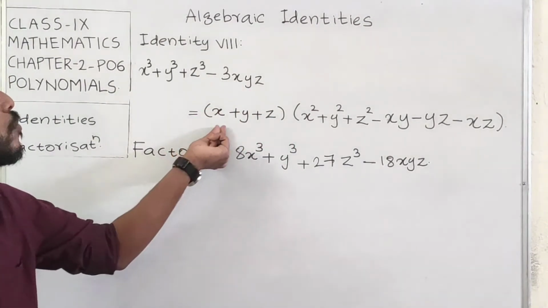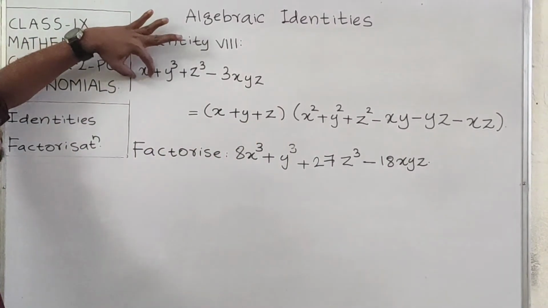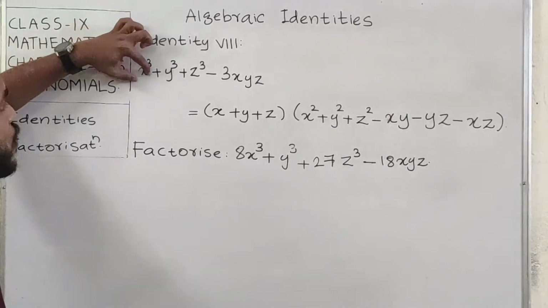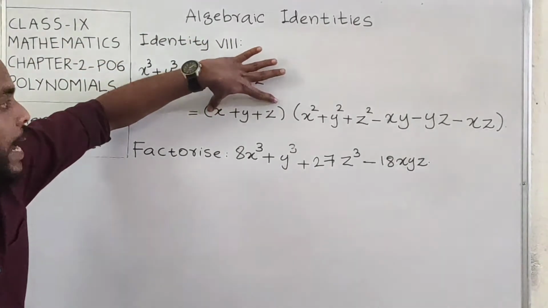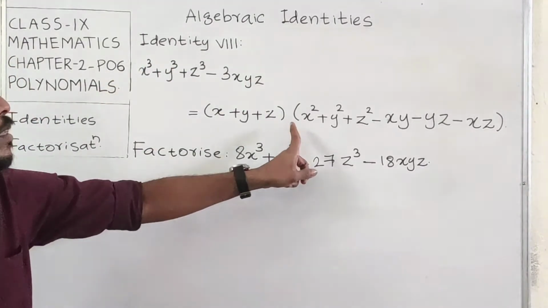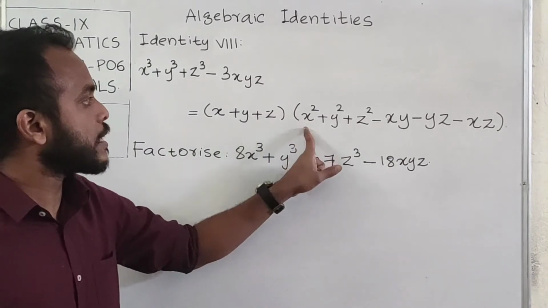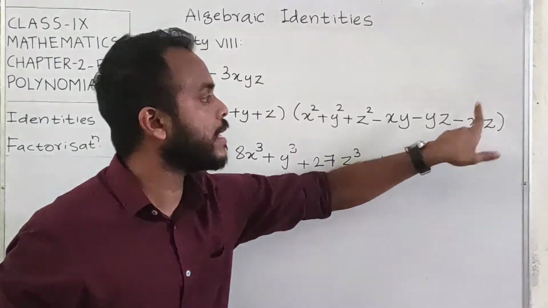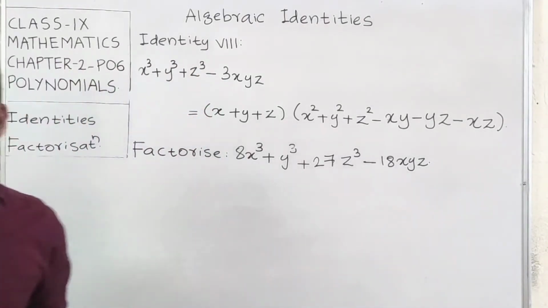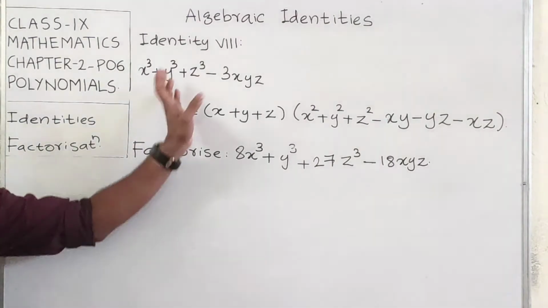of the terms. That is, it should be something cube, something whole cube. That particular 3 numbers should be added together, and their sum being multiplied with x square plus y square plus z square minus xy minus yz minus xz. So let's see how to solve this particular question using this identity.